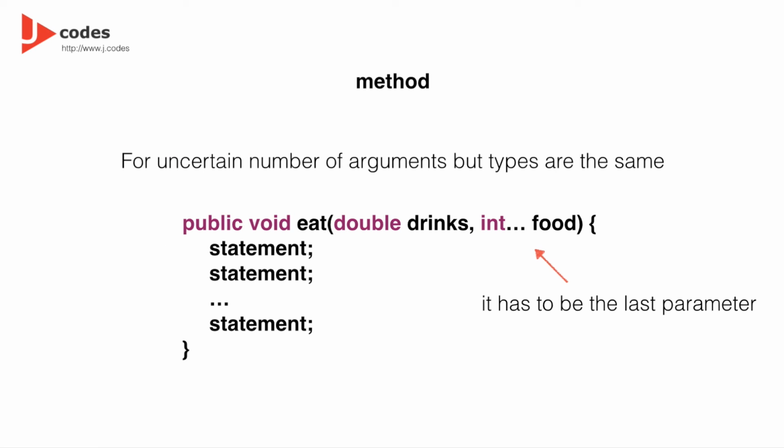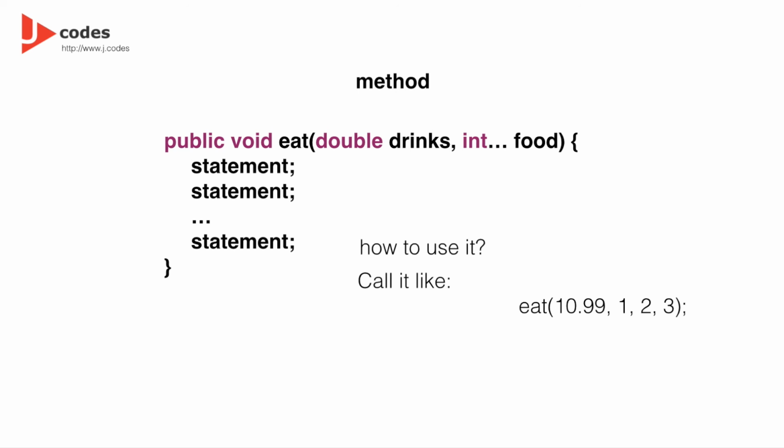If you want to add some other type of parameter, you need to put a varargs parameter to the last position. Unlike the other types of parameters, varargs are only allowed once in each method. Here's an example of how we use it.